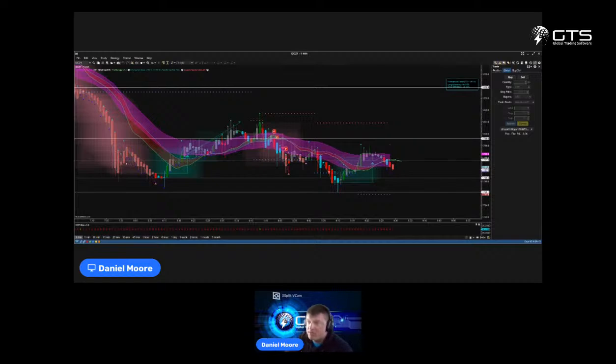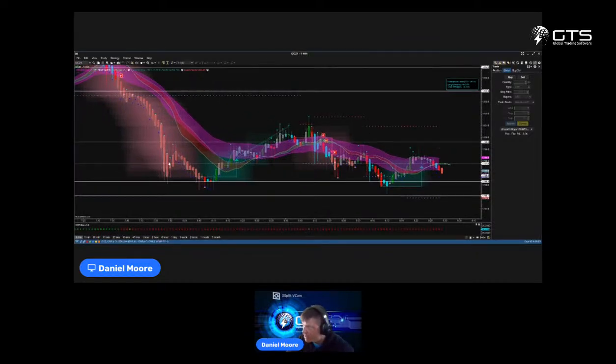So yeah, you can see where we took that gold trade right there. Boom, got us a couple $100, and then it just kind of bounced around, and we're still hanging out around the bottom part of this.